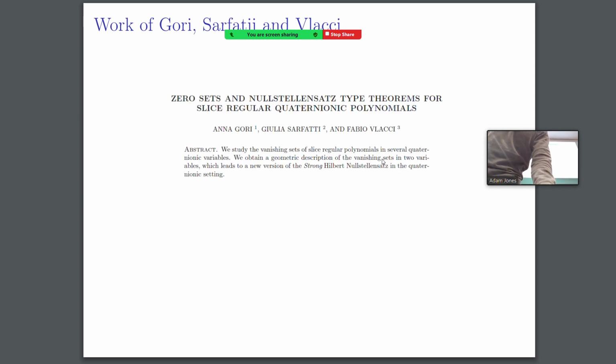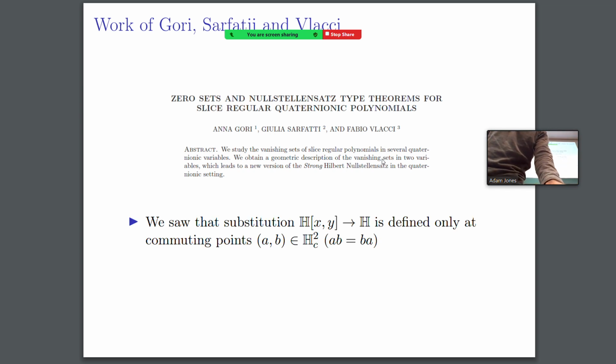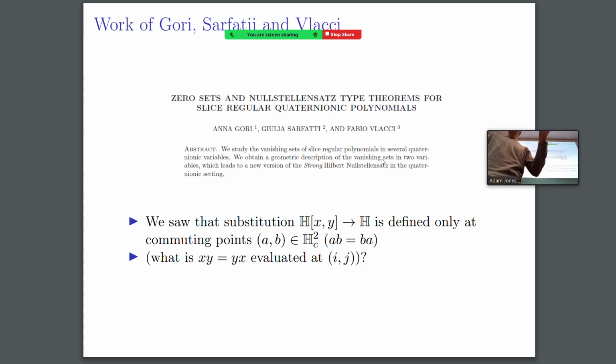So there was a paper a few months ago, or maybe it's a year now, by Gori, Sarfatti, and Stoppato, they're all Italians, and they looked at our paper and they said, we don't like what you're doing there. We don't like the fact that substitution is only defined in central affine points. We want to force the issue. So what does that mean? So recall, what was the problem? Why were we forced to limit our space?